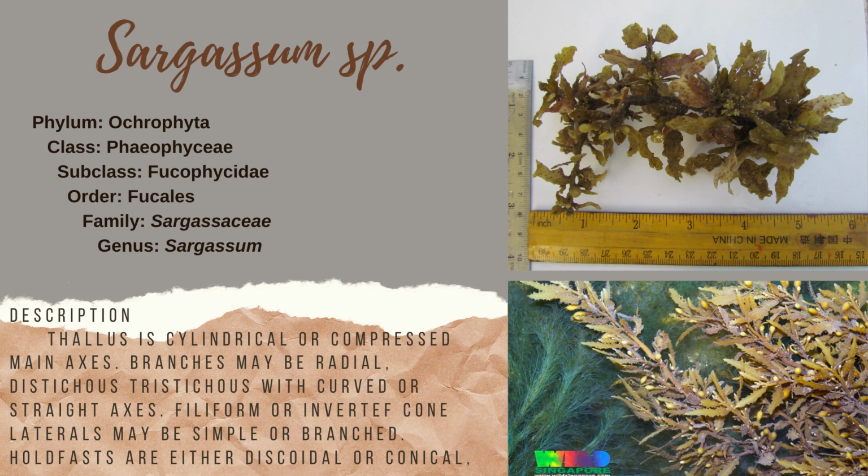A marine species that grows up to 200 centimeters in length, its morphology includes a simple thallus with cylindrical or compressed main axes. While the branches may be radial, distichous, or tristichous, with curves to straight axes, its filiform or inverted cone laterals may be either simple or branched. The holdfasts are also either discoidal or conical, and there may be subspherical and axillary vesicles replacing ramuli or otherwise found within the ramuli.